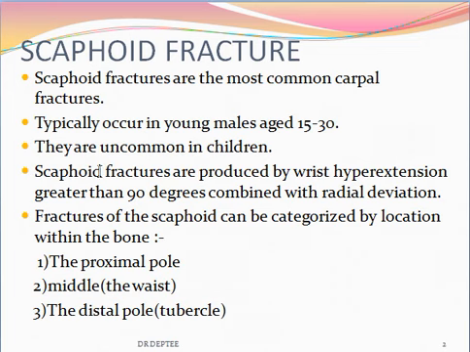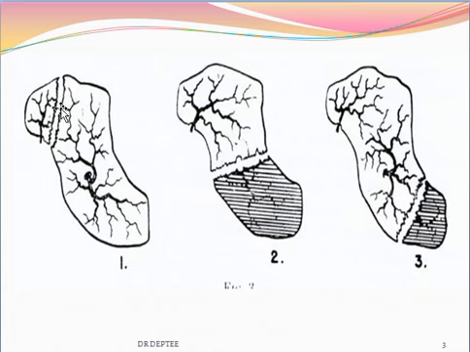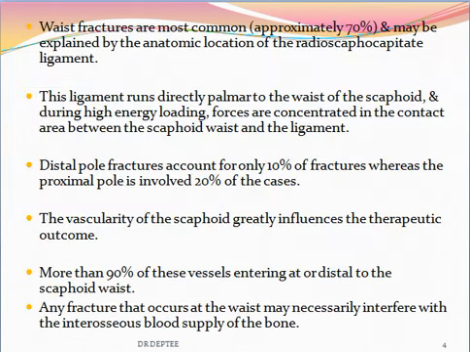Now, what are the types of fractures? As we have already seen, you could see the first one, the waist fracture. Here you could see the 3 types of fractures of scaphoid. Waist fractures are the commonest fractures and may be explained by the anatomic location of the radioscaphocapitate ligament. This ligament runs directly palmar to the waist of the scaphoid, and during high energy loading, forces are concentrated in the contact area between the scaphoid waist and the ligament.